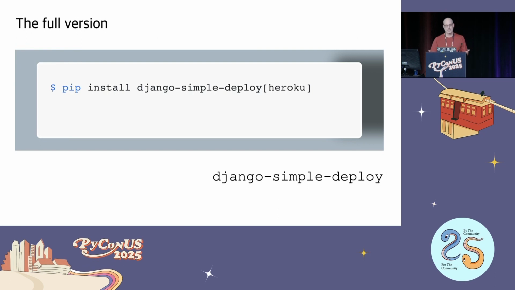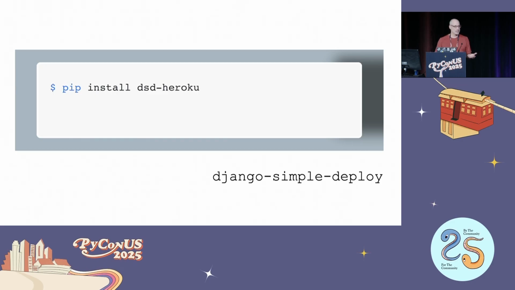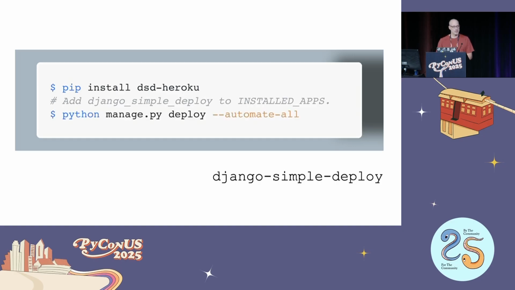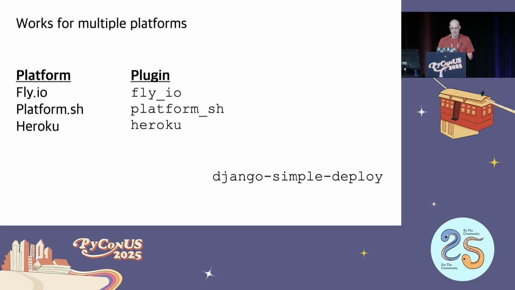All right, so the full version, you do have to install it like any package, pip install django-simple-deploy, and you specify the plugin for the platform that you want to deploy to. This is the same thing as just installing the plugin itself. Then you have to add the library django_simple_deploy to installed apps, just like any third-party Django app, and then you get your deploy command. This works for multiple platforms. It's not specific to Heroku. Heroku happens to work fast, quickly, so I think it can work within the 5 minutes.